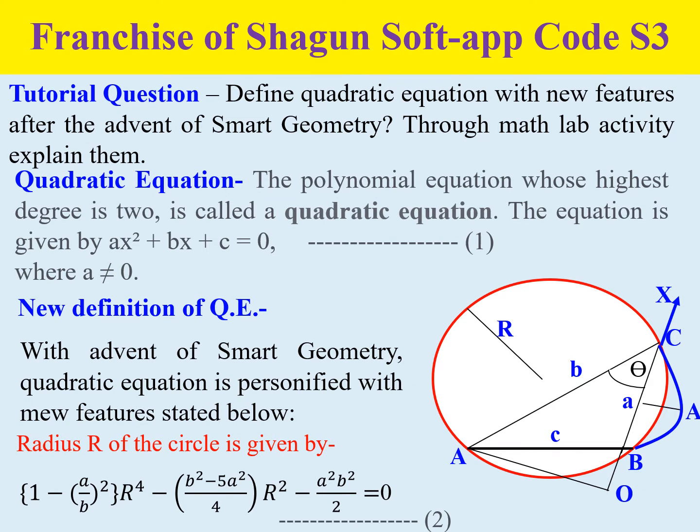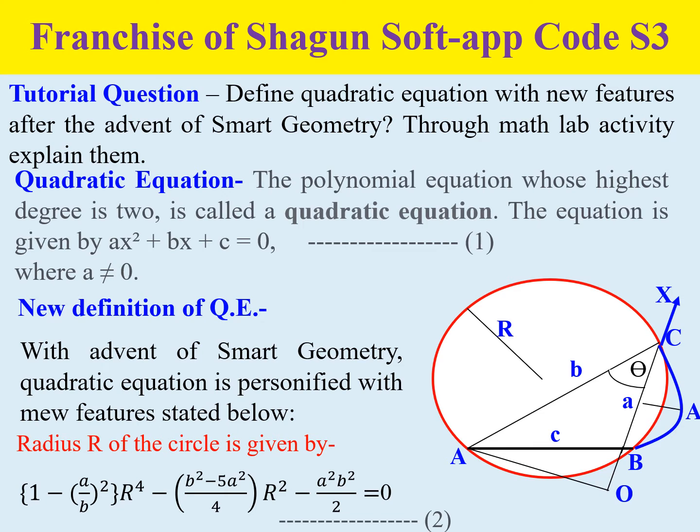On the computer screen, today's tutorial question is stated as under. Define quadratic equation with new features after the advent of smart geometry through MATLAB activity. Until recently, the polynomial equation whose highest degree is 2 is called a quadratic equation. The general form of a quadratic equation is given by ax² + bx + c = 0, where a is not equal to 0. Any polynomial equation whose highest degree is 2 is called a quadratic equation.